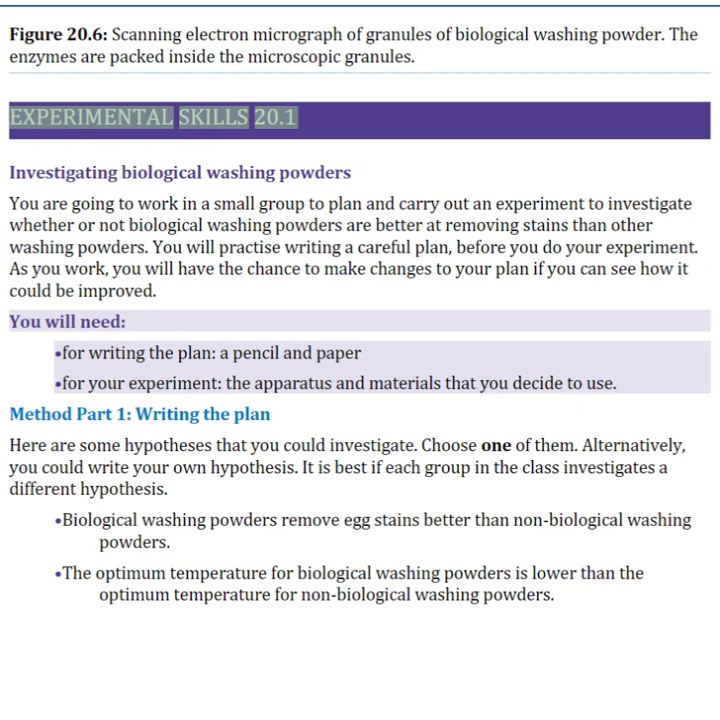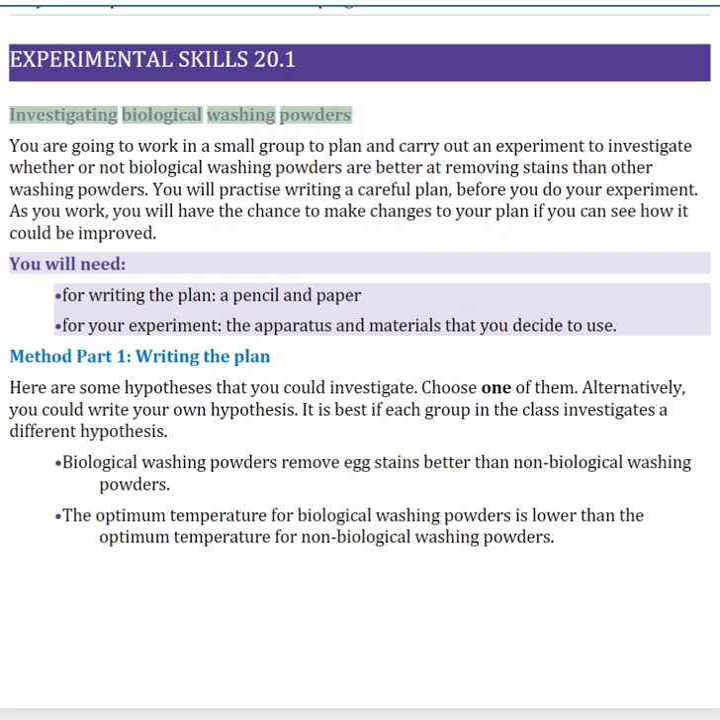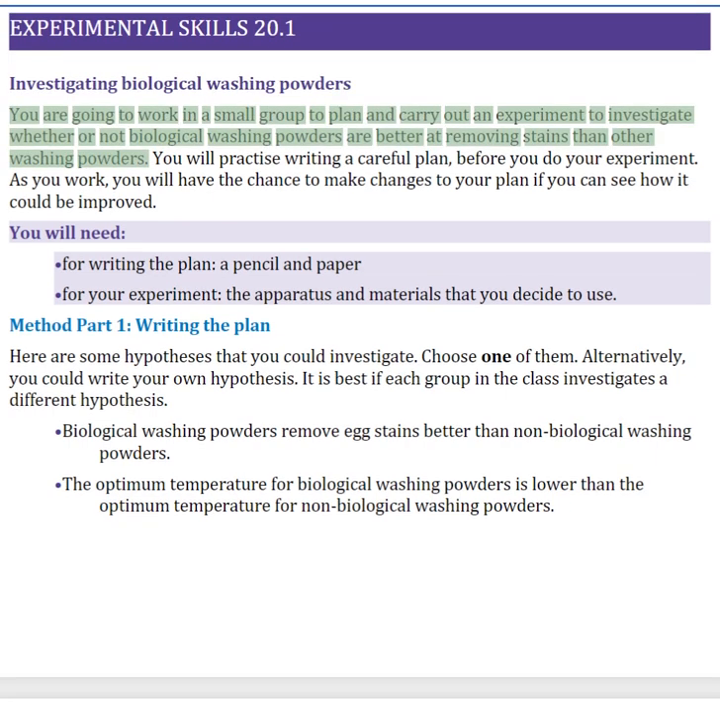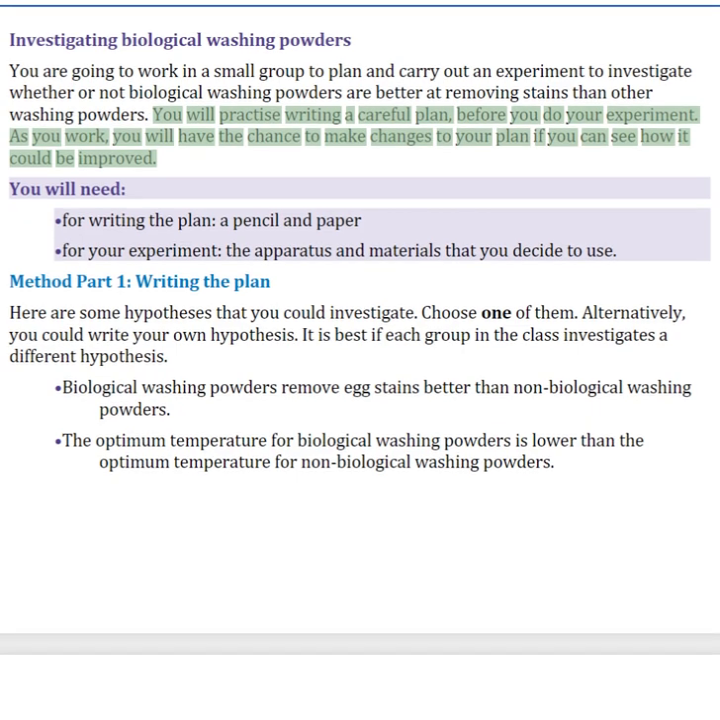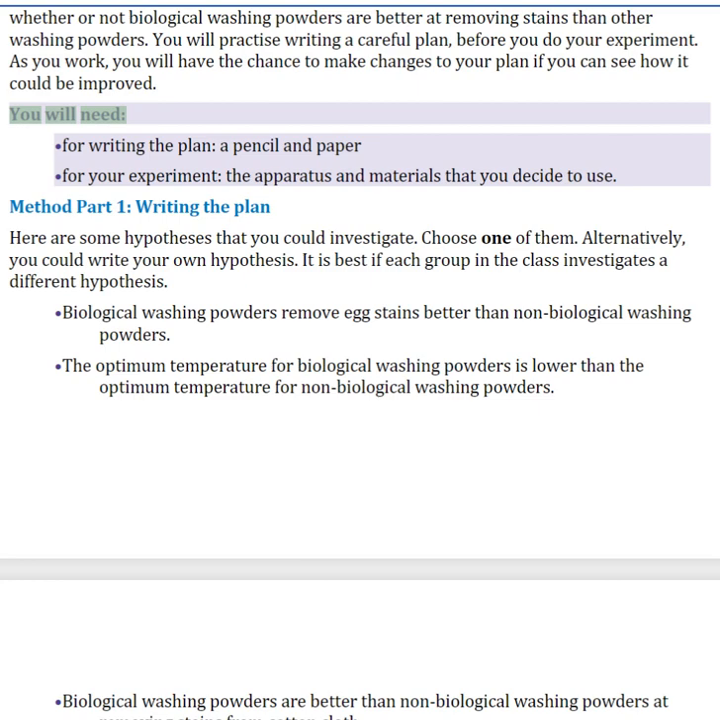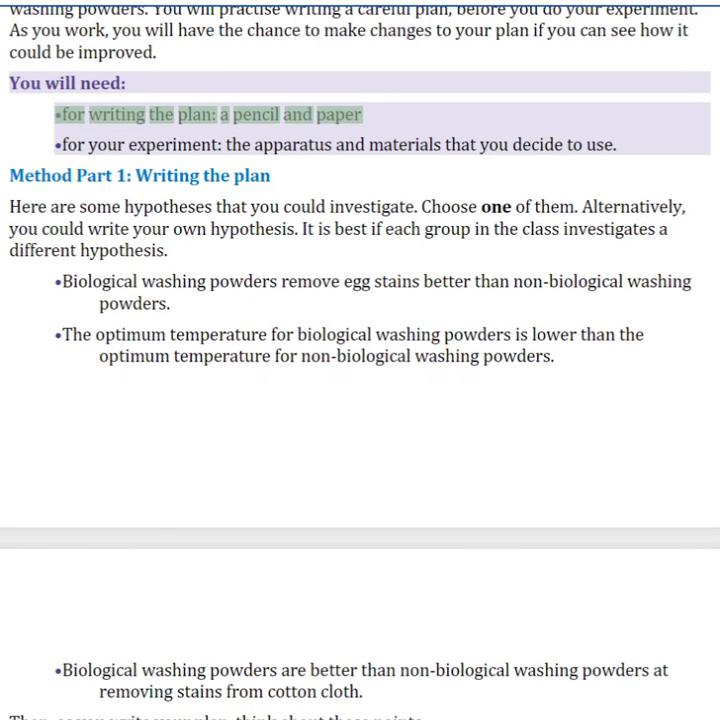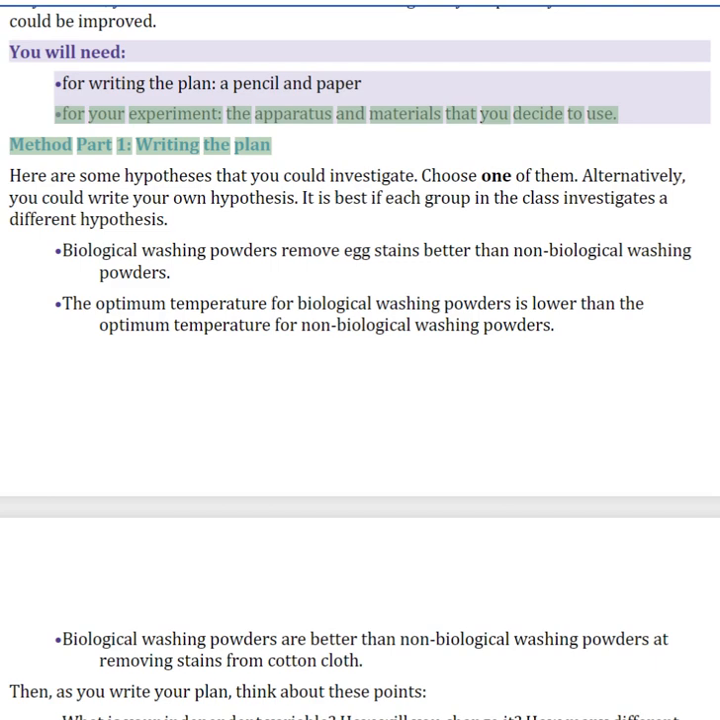Experimental skills 20.1. Investigating biological washing powders. You are going to work in a small group to plan and carry out an experiment to investigate whether or not biological washing powders are better at removing stains than other washing powders. You will practice writing a careful plan before you do your experiment. As you work, you will have the chance to make changes to your plan if you can see how it could be improved. You will need, for writing the plan, a pencil and paper. For your experiment, the apparatus and materials that you decide to use. Method Part 1, Writing the Plan.